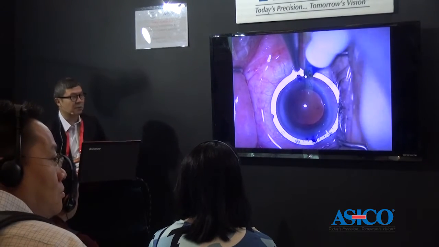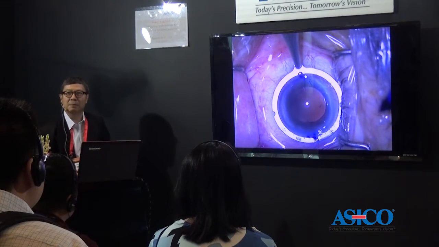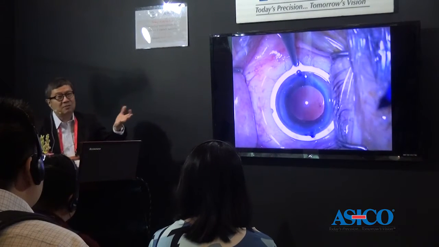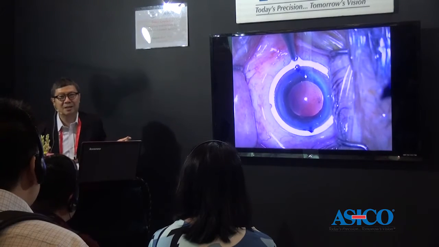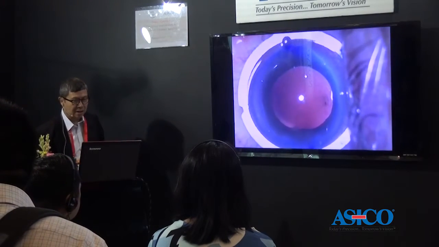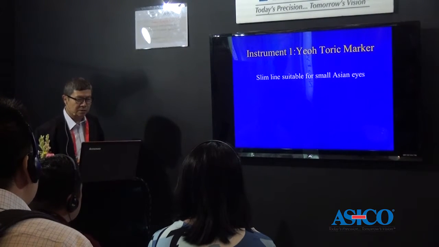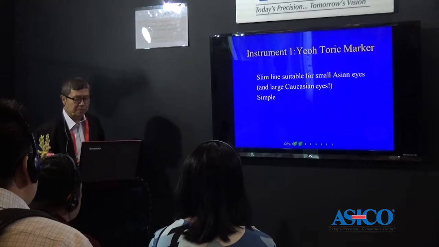Today, I think this is still one of the designs that people quite like. Obviously, this works in our narrow Asian eyes, but it works just as well if you've got a large Caucasian or an Indian eye. Very easy instrument to use. So that's the first instrument I talked to you about, the slimline, suitable for small Asian eyes.